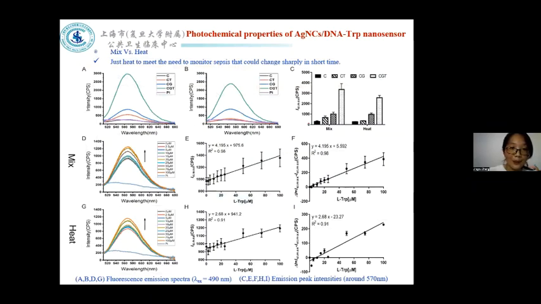Hence, by just heating the hybrids, we can obtain the detection signal the same as the treatment of mixing the detection elements. Therefore, by just heating and mixing our detection elements, we can achieve the final detection of tryptophan.